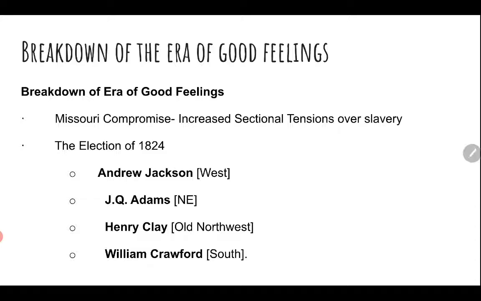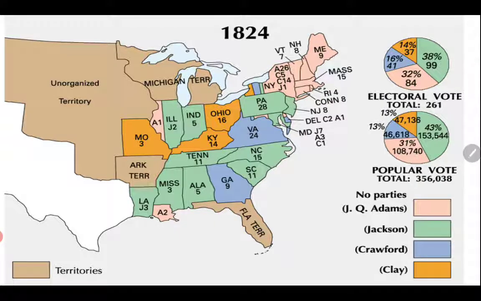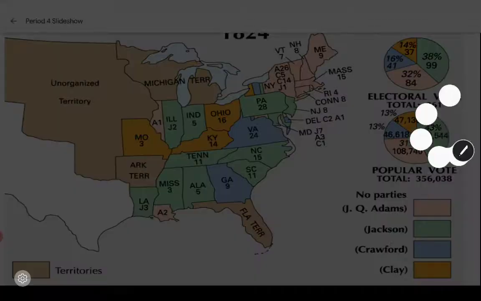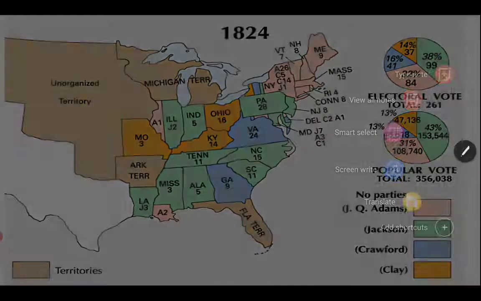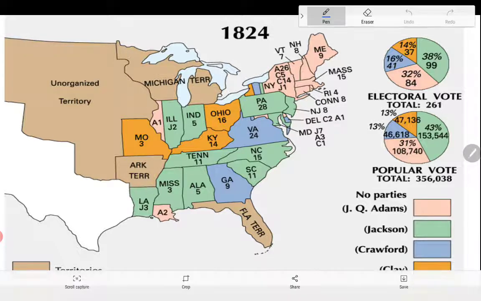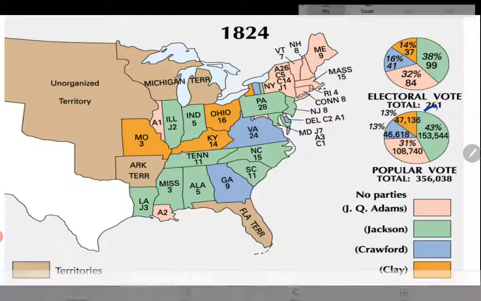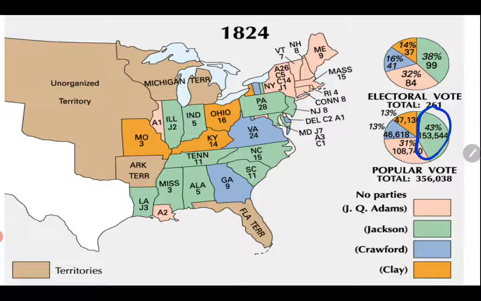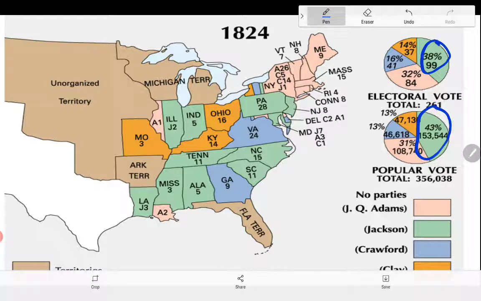And in the election of 24, we start to see this sectionalism is dividing the nation. So you have these people from different regions. So in this election, it is very complicated. Electoral vote's always complicated, but here it is specifically. So Jackson won 43% of the vote and only 38% of the electoral vote. So in his mind, he won.